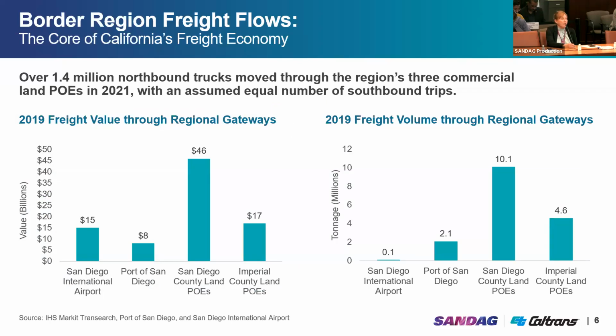Another key characteristic of our goods movement in our region, especially at the border, is that it is dominated by trucks. You can see that clearly here on the left with the 2019 freight value through regional gateways. So the value through the airport, which handles freight, the value through the Port of San Diego, the value through the land ports of entry in San Diego and Imperial County. And as you can see, the land ports of entry, whereby freight is transported by truck, exceeds in value significantly from the other gateways. In addition, the volume is also much higher via truck, and that's just a characteristic of our goods movement network here in the region.